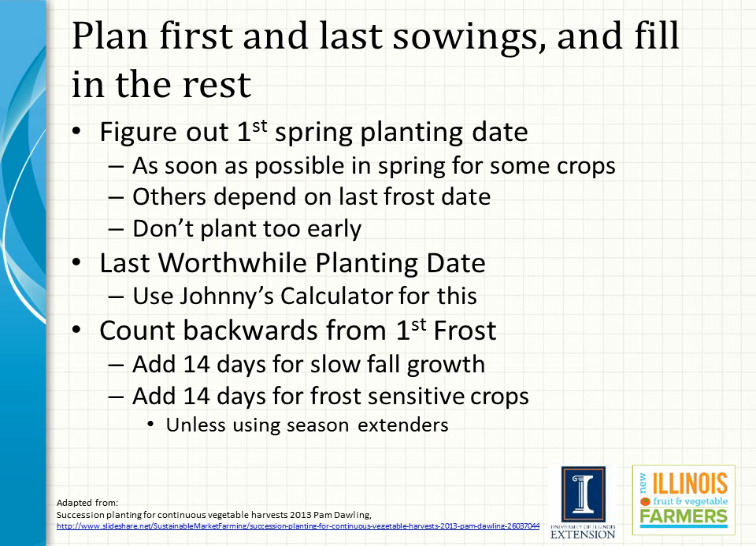For some crops that thrive in frost conditions, you can add another 30 days to the first fall frost date, and then count backwards with the corresponding maturity dates for that crop. This is how you arrive at the last worthwhile planting date for your area. Finally, using succession intervals from the charts we've discussed or other charts, you can fill in the respective succession planting dates between the first and last sowings of a particular crop. The Johnny's succession calculator on the next slide is very useful for this.